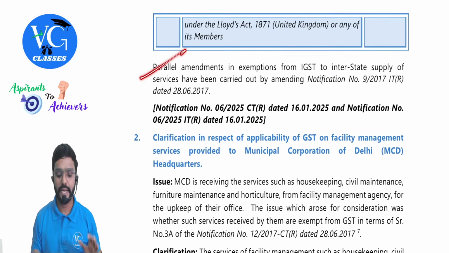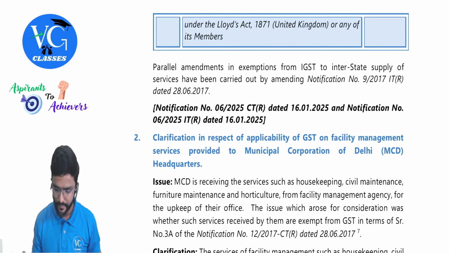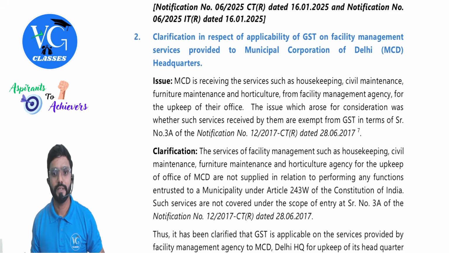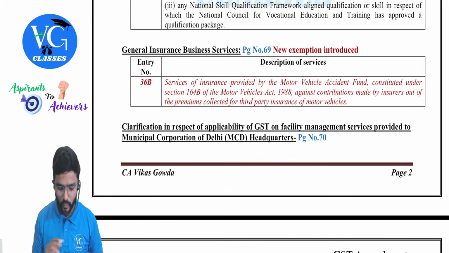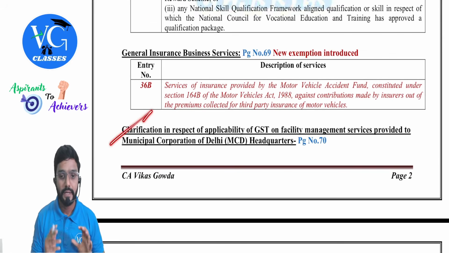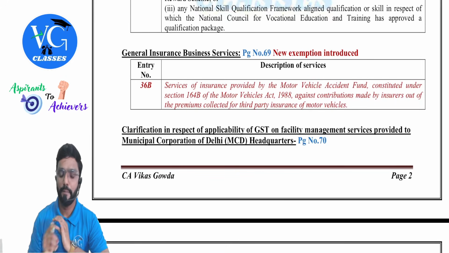Parallel amendments in exemptions from the IGST Act are also made with respect to interstate supply tax, because whatever list of services is exempt under the CGST Act, the same list has been notified under the IGST Act. Then there is a clarification. I have mentioned here: clarification in respect of applicability of GST on facility management services provided to Municipal Corporation of Delhi MCD headquarters. Page number 70.